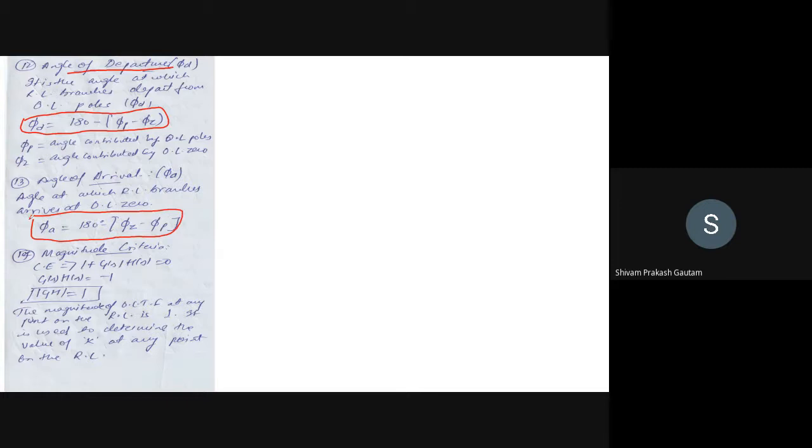Then the magnitude criteria. Magnitude criteria is given by mod of GH equal to 1. It is used to calculate the values of K at any point on the root locus. Next step, that is the angle criteria. The formula you can see is given here: angle of G(s)H(s) will be equal to (2K plus 1) times 180 degrees, where K is equal to 0, 1, 2 up to infinity. That means any point on the real axis will be part of the root locus if it is an odd multiple. It is used to determine the shape of the root locus, right?